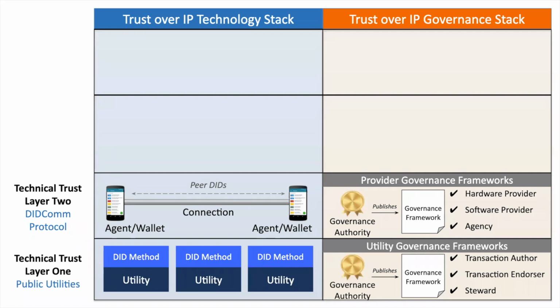So what a provider governance framework does is set security, privacy, and data protection standards for producers of hardware, software, and agents and agency operators, so that consumers, businesses, and governments can be confident in recommending providers that meet those certification standards.